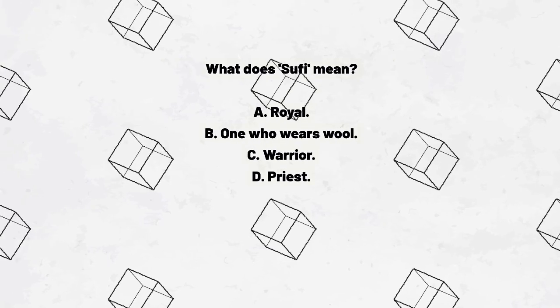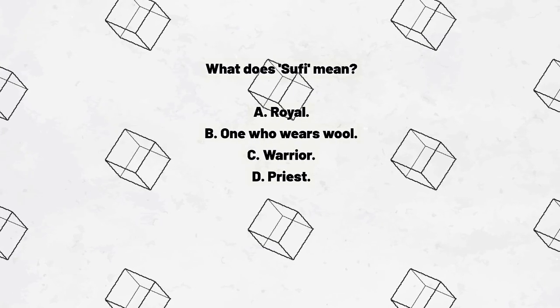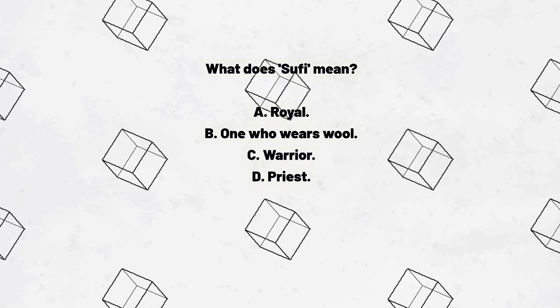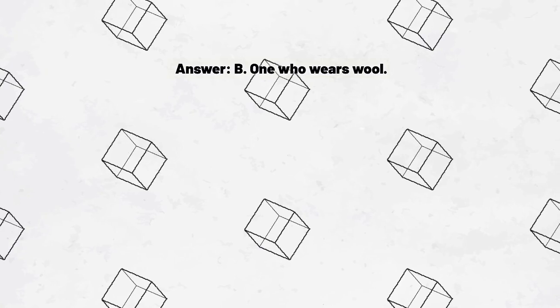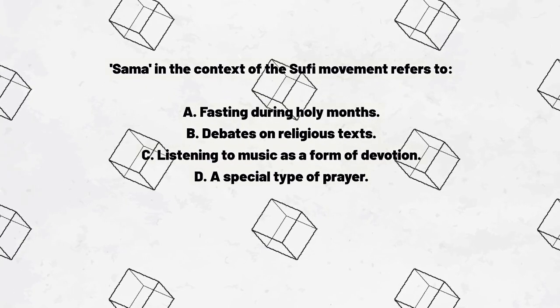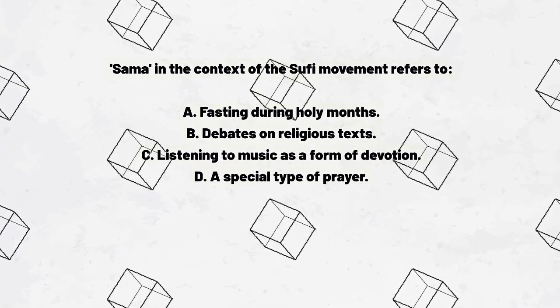What does Sufi mean? A. Royal, B. One who wears wool, C. Warrior, D. Priest. Answer: B. One who wears wool.